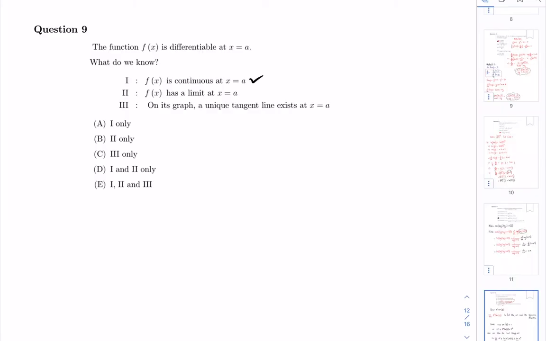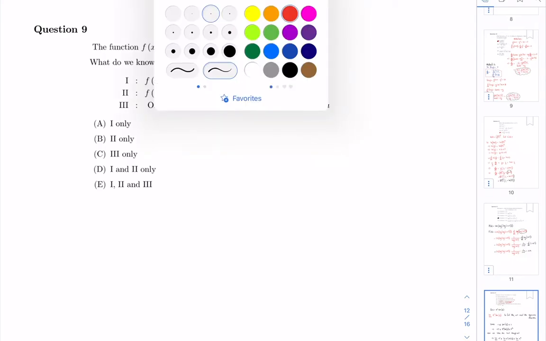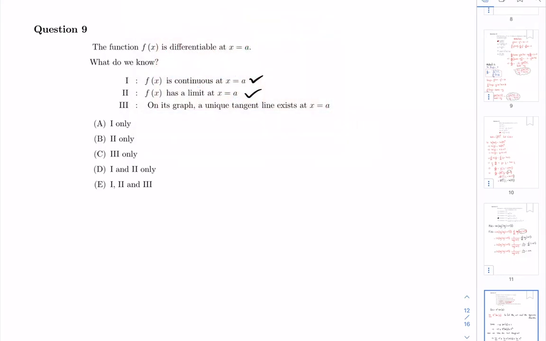f of x has a limit at x equals a, of course, because if the function is differentiable, then it must be continuous, which means if it is continuous, the limit must exist. So continuity implies that the limit exists. So here, 1 and 2 seem to be true, and part 3, on the graph, a unique tangent line exists. This is the same as part 1. It is the same as saying that the function is differentiable. So therefore, we end up with E as our answer choice.